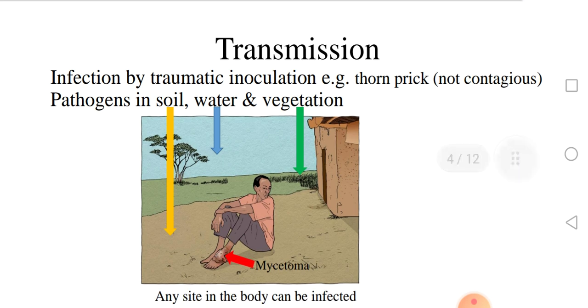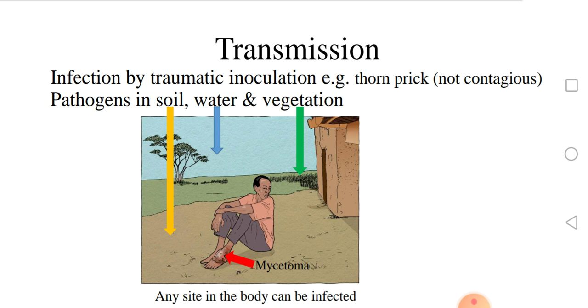Transmission, how the infection is transmitted. The infection takes place by traumatic inoculation. So there will be a trauma where skin or mucous membrane injury, and through the injury, the pathogen will enter. And this trauma is commonly found in the foot, and it may be just a thorn prick. I would like to mention here that mycetoma is not contagious. That is to say, it cannot be transmitted from one person to another.